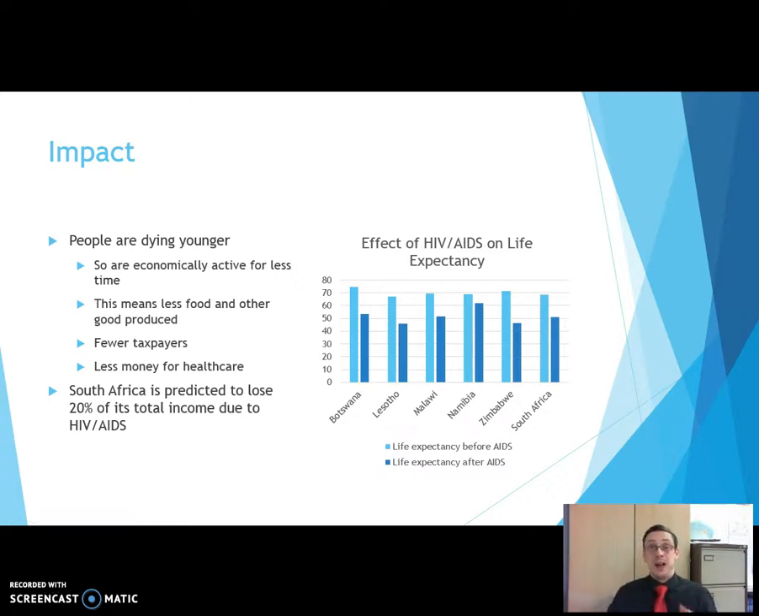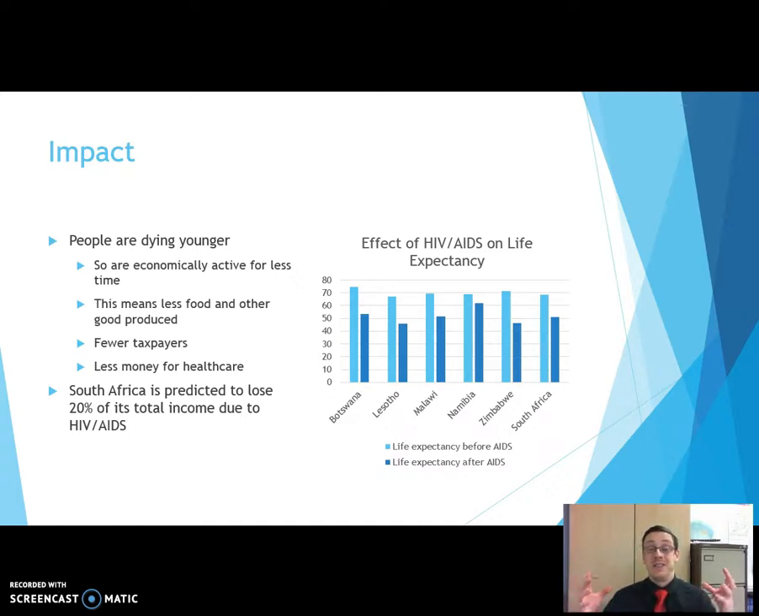That in and of itself is obviously a huge impact, but it has a bigger impact nationally. If people are dying younger, they're economically active for less time. If they're economically active for less time, they grow less food, create less materials, and do less work. That means the country becomes poorer. It also means there are fewer taxpayers. If there are fewer taxpayers, there's less money for everything, including healthcare.